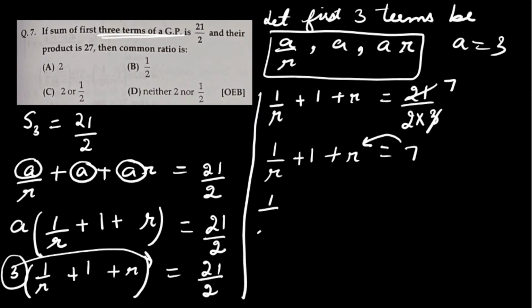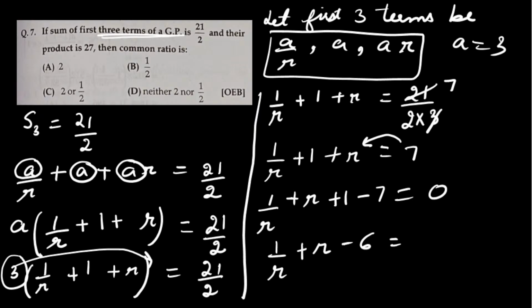So I'll be getting now 1 by R plus 1. 1 is already there. 7 if I shift to this side, it will become minus 7. Other side now I don't have anything, so 0 I am writing. So what I have now, 1 by R plus r. So these two are like terms, plus 1 and minus 7. So plus minus is minus. So minus 6 I will get here because the sign which is with the greater number is minus sign only. So 1 by r plus r minus 6.